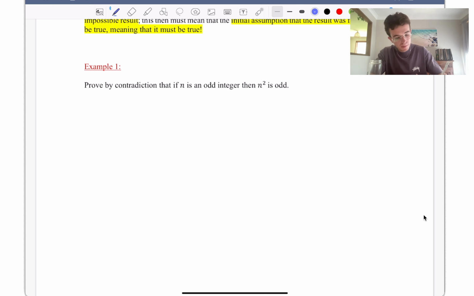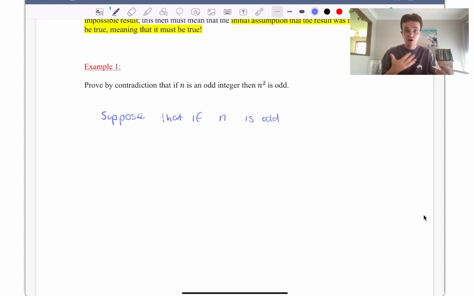So let's suppose that n is odd. That's what we're assuming, but instead of saying that n squared is odd, we're going to say instead that it's even.